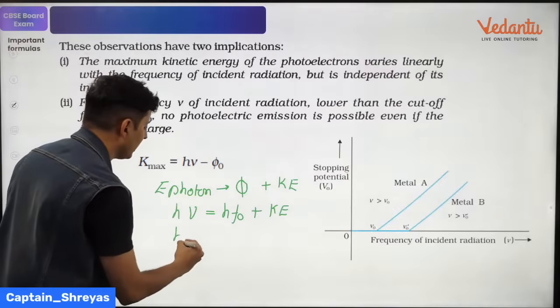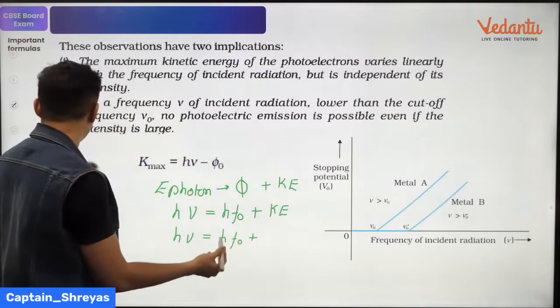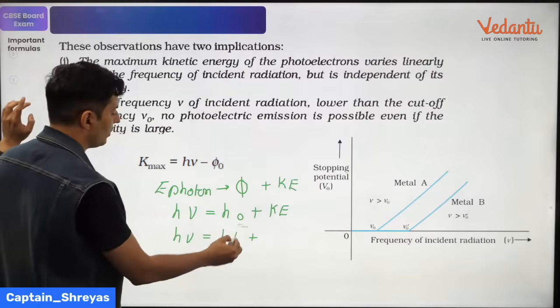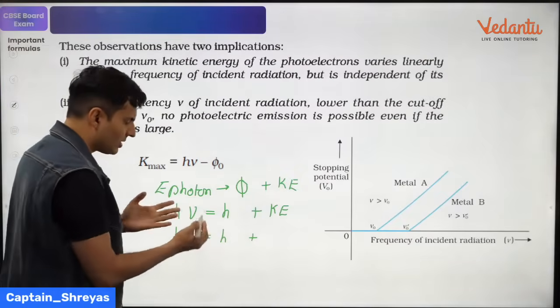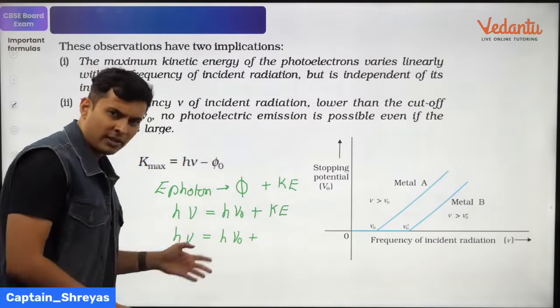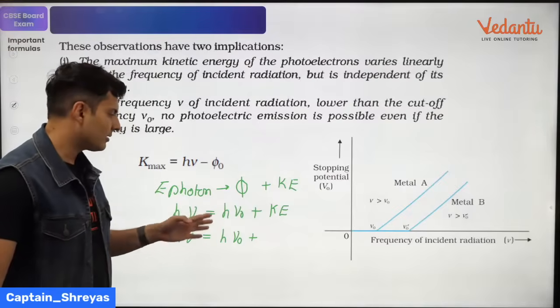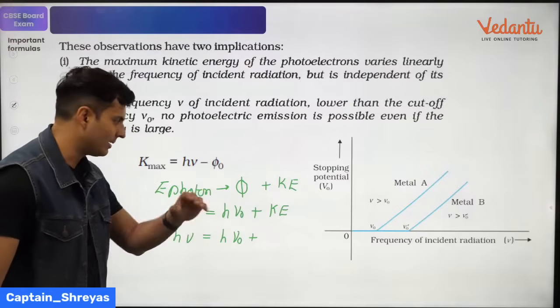So technically speaking, h nu is equal to hf naught or h nu naught, whichever formula you want to use. If you are using f, stick with f. If you are using nu, stick with nu. Usually I use f in physics because v gets confused with speed. That's the reason why sometimes you will see physics teachers using the f symbol.